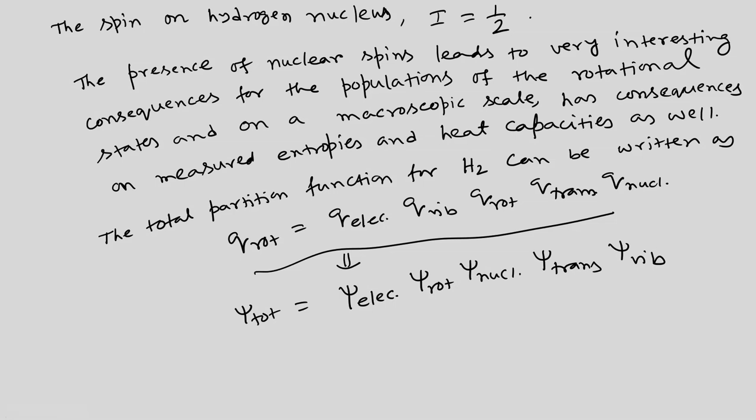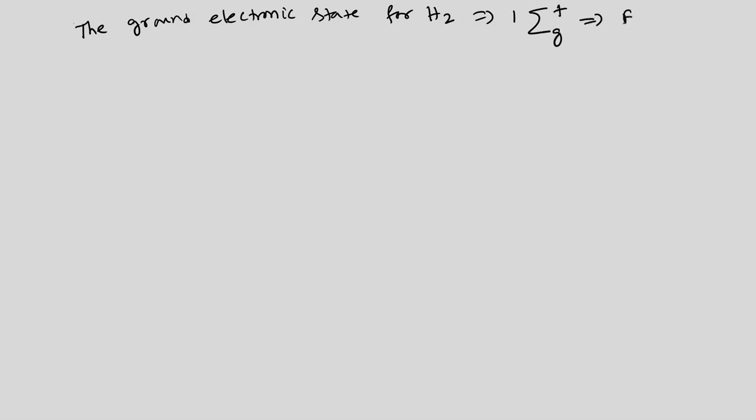And we just discussed that we can safely neglect psi translational and psi vibrational. So psi total depends on psi electronic, psi rotational and psi nuclear. The ground electronic state for H2 is 1 sigma g, so this is an even function.